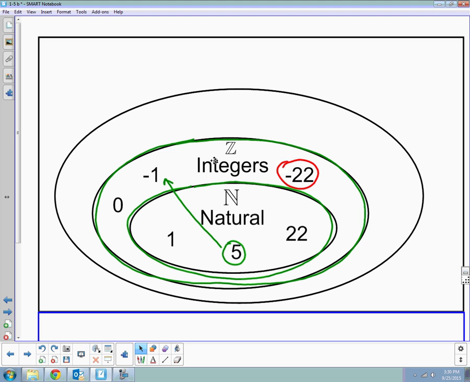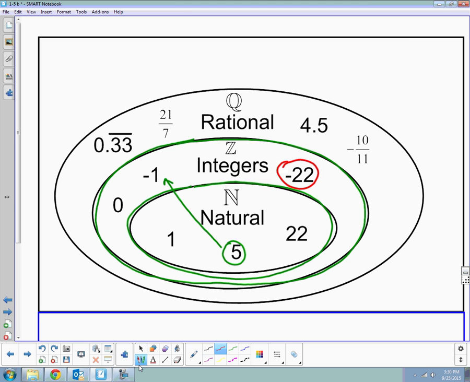Another bubble. So the next outermost bubble, the next type of number that we're going to look at are the rational numbers, which is a fancy Q. Why a Q, I don't know, but it's a fancy Q. So rational numbers are any numbers that you can write as a fraction, as a numerator and a denominator. So you see a couple examples in here. 21 sevenths is a fraction. Negative 10 elevenths is a fraction.